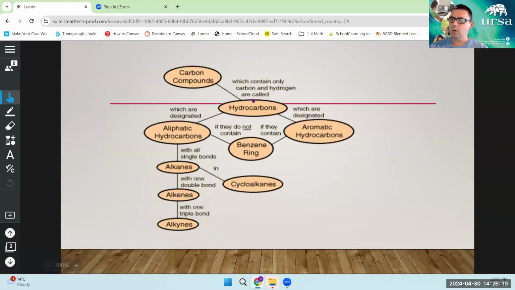So if you look at what we've done so far, we know that carbon compounds which contain only carbon and only hydrogen are our hydrocarbons. They can be further subdivided into our aliphatics and our aromatics. If they don't contain a benzene ring, it's an aliphatic. If they do contain a benzene ring, it's an aromatic. Within the aliphatics, there are the alkanes, the alkenes, and the alkynes, and they can form ring compounds, which you attach the prefix cyclo in front of.